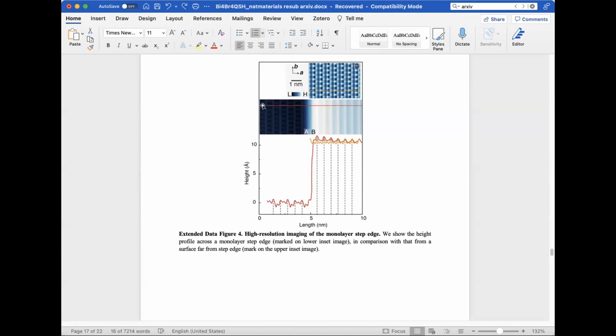So we can just take a line profile perpendicular to the edge. We have the topographic image, and then we take a line profile, and then we know the height. Of course, first we need to have it calibrated. After the calibration process, this height gives the exact height. So for example, here, this is a monolayer step edge.